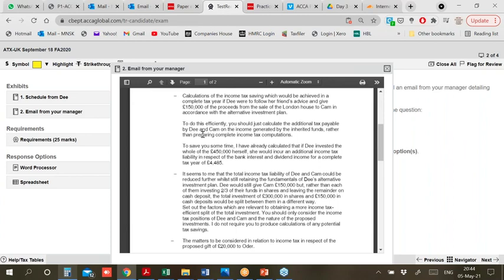To do this efficiently, you should just calculate the additional tax payable by D and CAM on the income generated from inheritance funds. So there may be an inheritance tax part. However, there is income tax for sure, because I have to calculate the additional tax payable rather than preparing the complete income tax computation. So I just have to calculate the incremental part. I do not have to produce complete income tax computations.